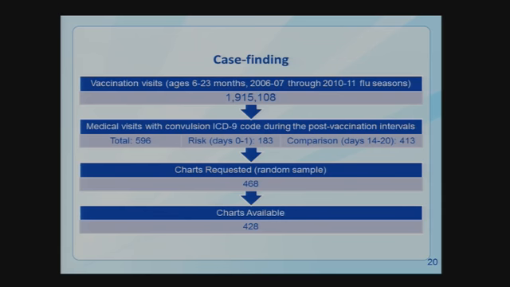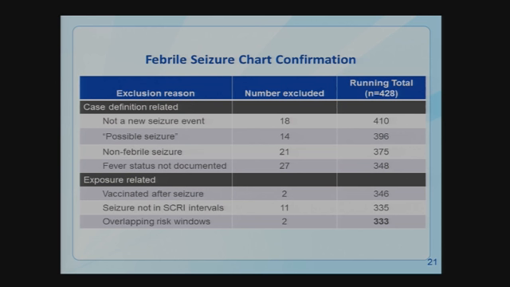Our case finding started with over 1.9 million vaccination visits in our study period for people in our focus age group. Among these people, we identified 596 who had a medical visit for a convulsion during our pre-specified post-vaccination intervals. We then took a random sample of these, and among the charts that were available, 428 were available for review.